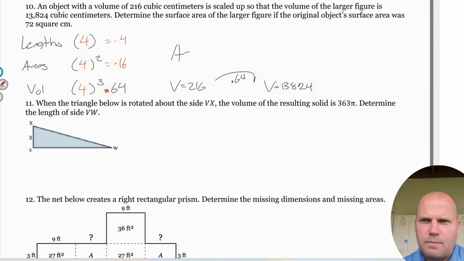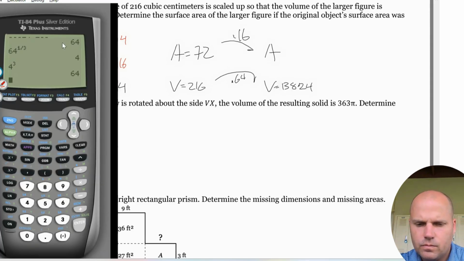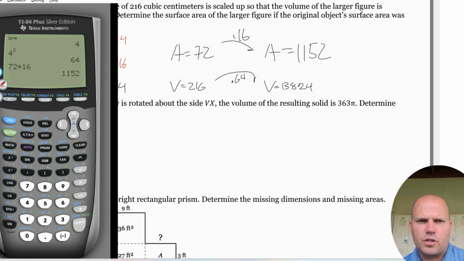The smaller object's surface area was 72. The larger object's surface area is going to be 72 times 16. One five units squared.